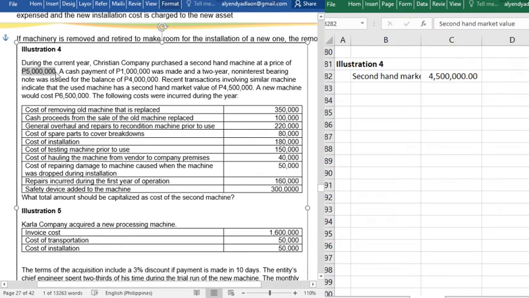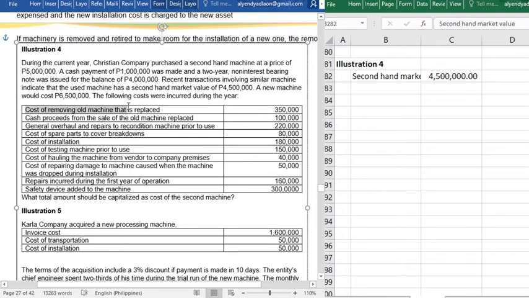Now, using the 5 million as our basis of measurement of the machinery will not give us the exact fair value because there is an interest within that 5 million. That is why we have to use the second-hand market value of 4,500,000. And for this one, a new machine would cost 6,500,000. That is relevant to the problem. Okay? Now let's proceed. First, cost of removing old machine that is replaced.